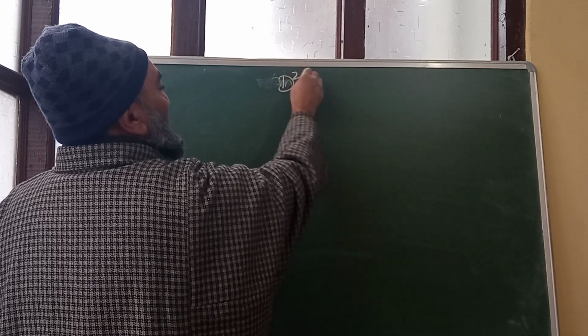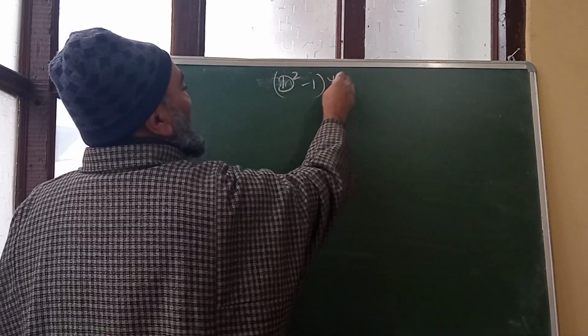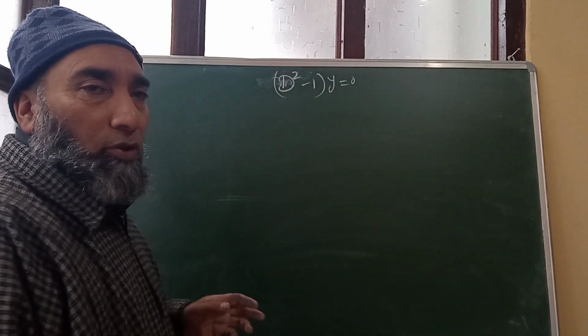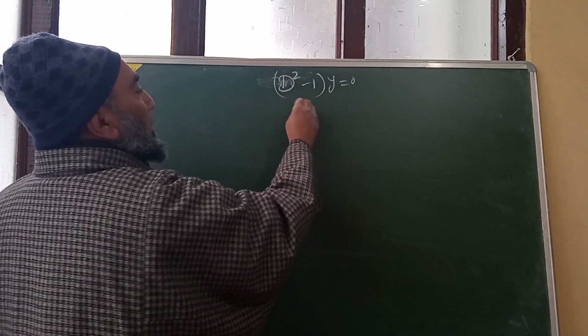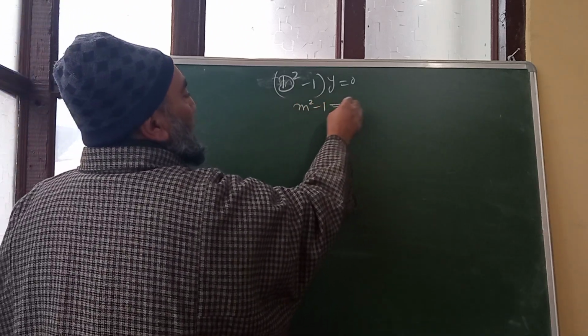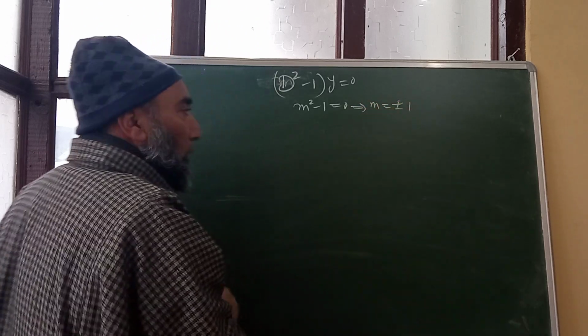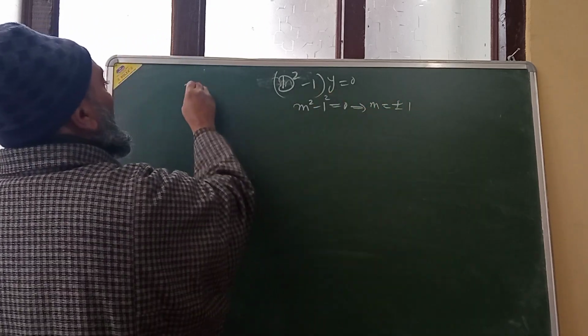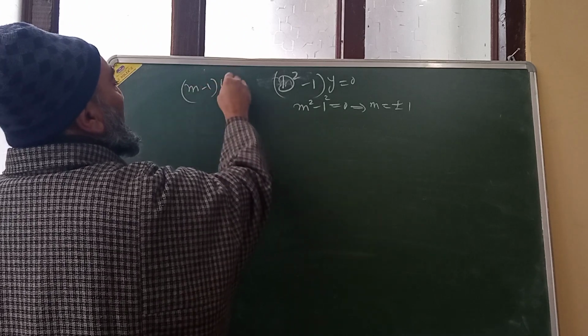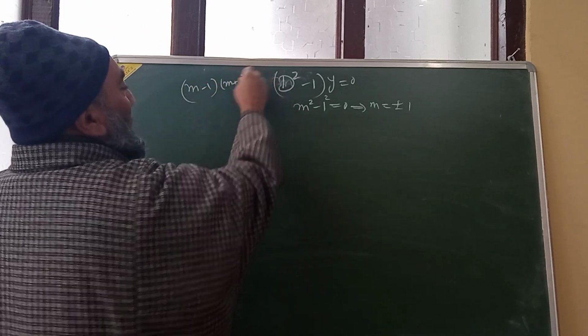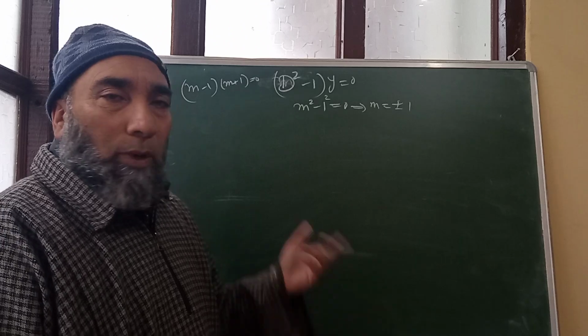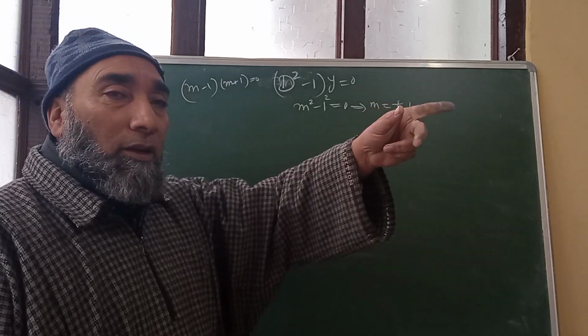D square minus 1 operating on y equals 0. Simple question. Its auxiliary equation is m square minus 1 equals 0, which gives m equal plus minus 1. Because m square minus 1 equals 0 means m minus 1 into m plus 1 is equal to 0. So m is either 1 or minus 1. You have two different roots, 1 and minus 1.